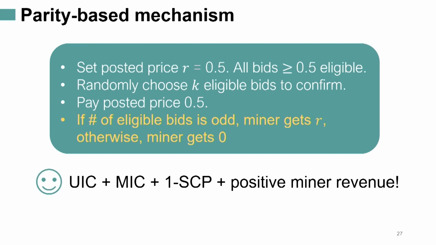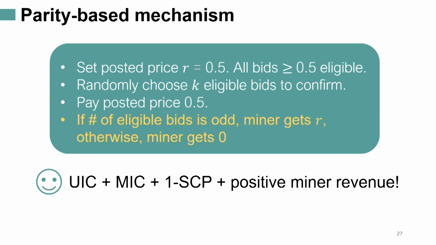Therefore, this parity-based mechanism satisfies all three properties we want, and it achieves a positive miner revenue. Of course, since now we only assume that there is at least one honest user, we give the miner one copy of the posted price. What if we assume that there are more honest users?